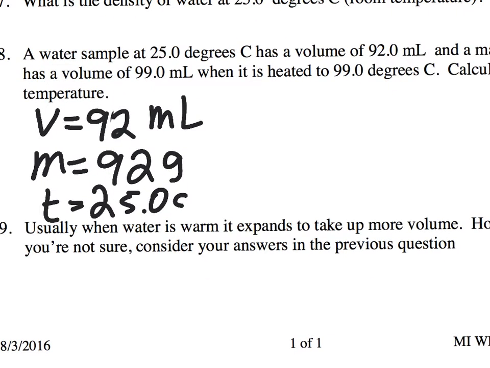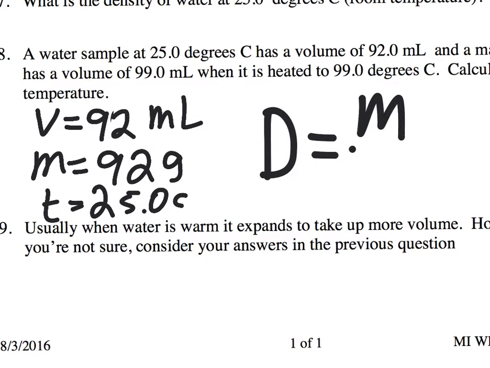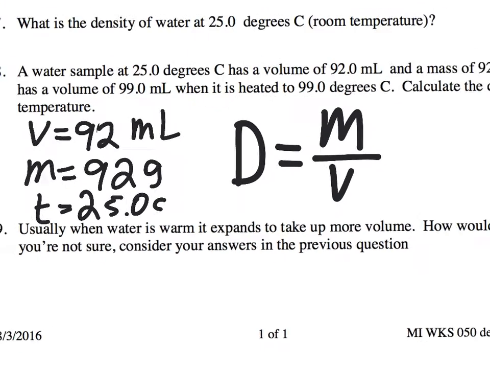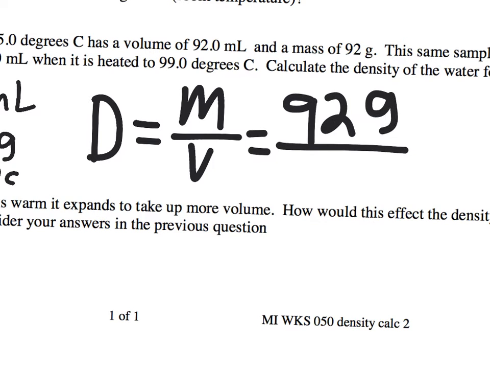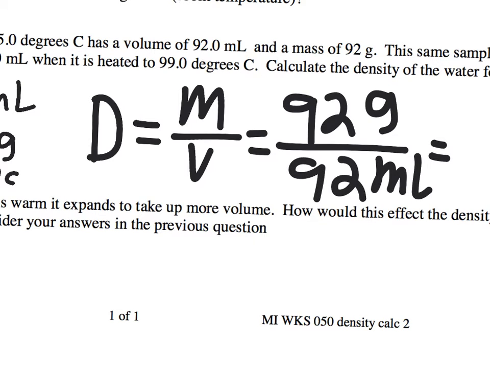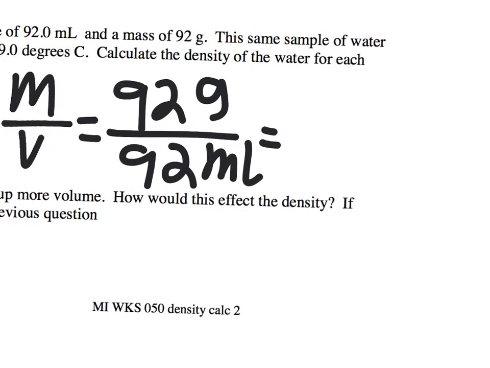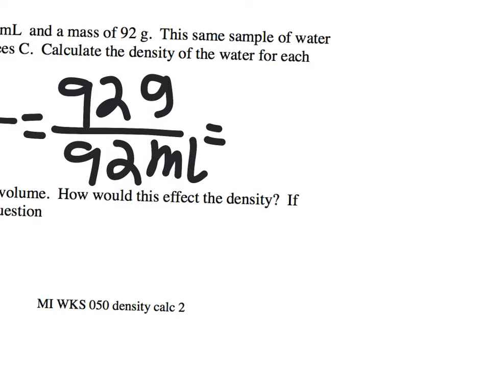So, what's the density? Density is mass divided by volume. So let's plug in our values now. We know the mass is 92 grams. We know the volume is 92 milliliters. And so we get 92 divided by 92 is 1.